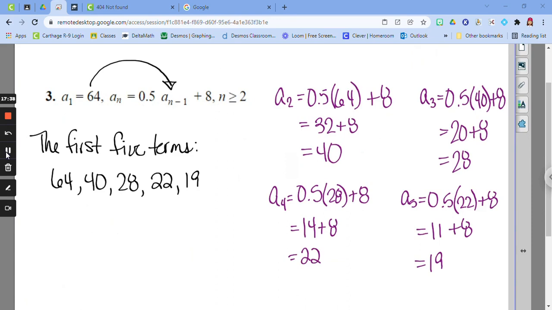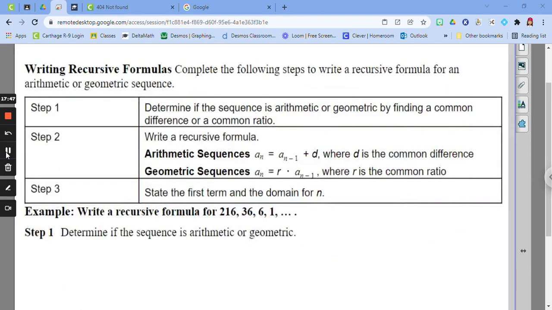So, recursive notation only allows you to get from where you were previous to the next. Where you're at now, just get to the very next term. That's all it's going to allow you to do. So, when we look at writing a recursive formula for a specific geometric or arithmetic sequence, first of all, we got to decide which kind of a sequence we're doing.